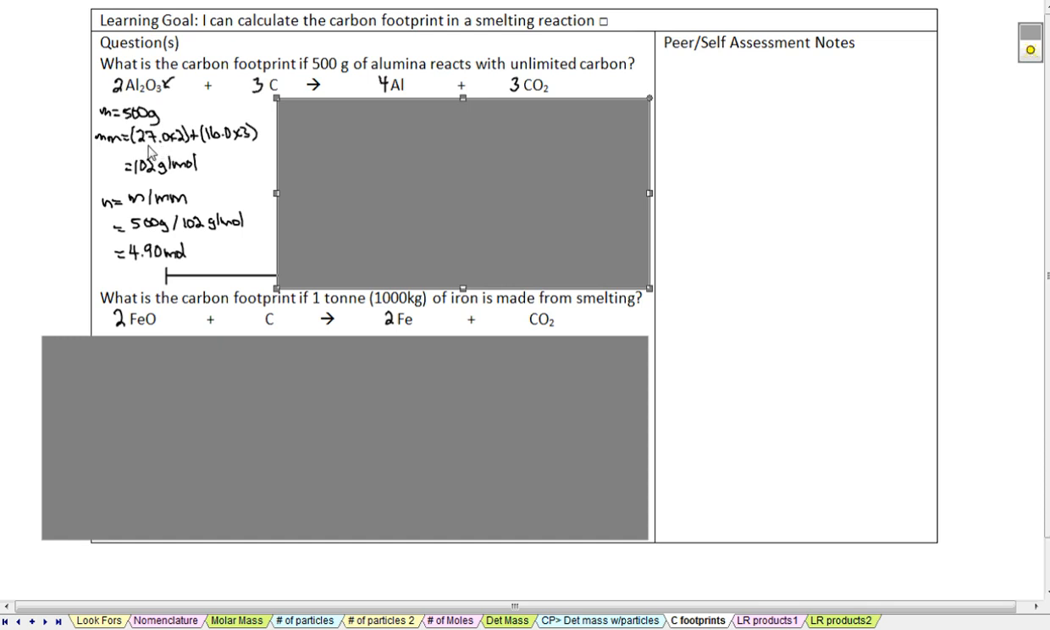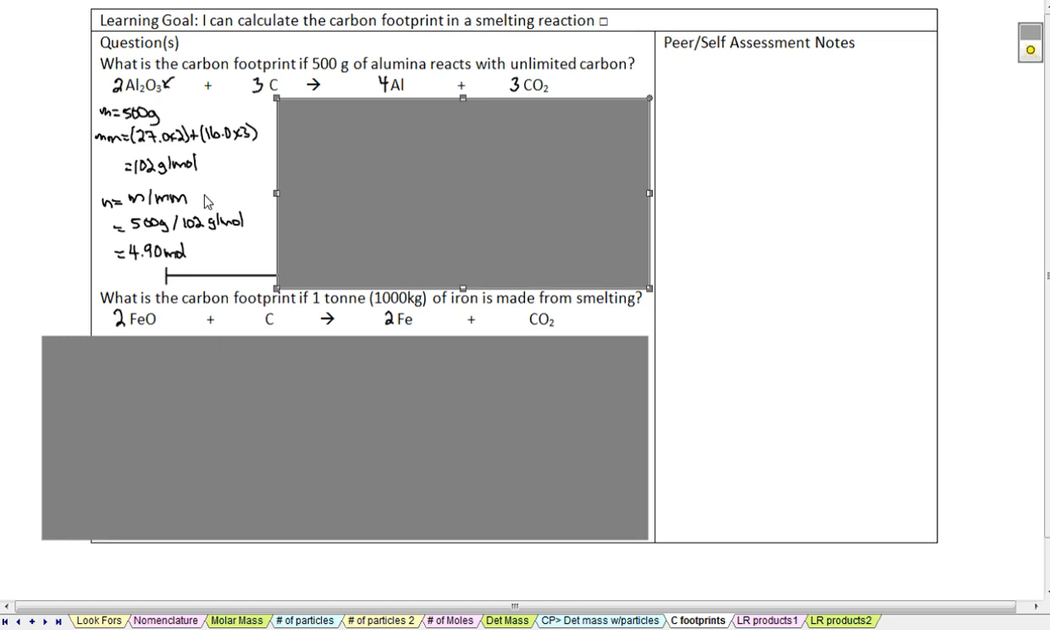So for alumina, I got a molar mass rounded up to 27, and there's 2 of them, so I multiply that by 2. Oxygen has a molar mass of 16, there's 3 of them, so I multiply that by 3. And I get my molar mass, 102 grams per mole. So if I had 102 grams of alumina, I'd have 1 mole, which is 6.022 times 10 to the 23rd units of alumina.